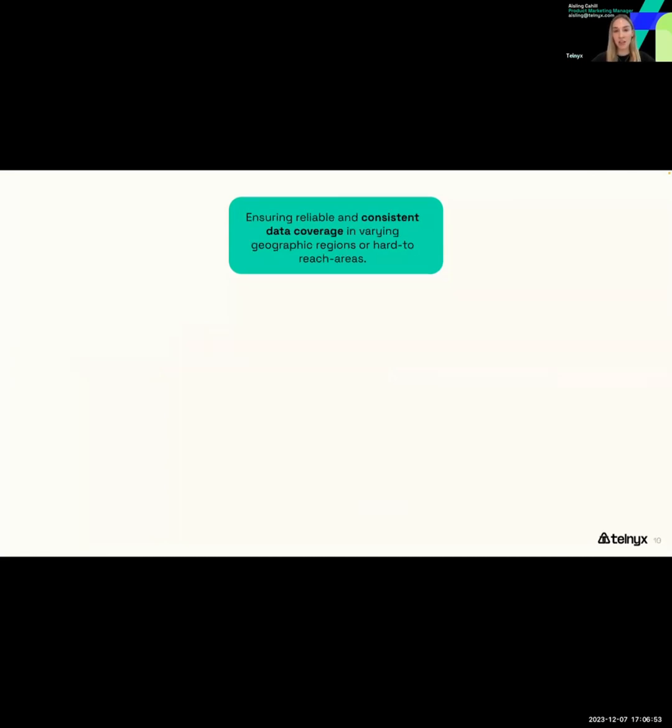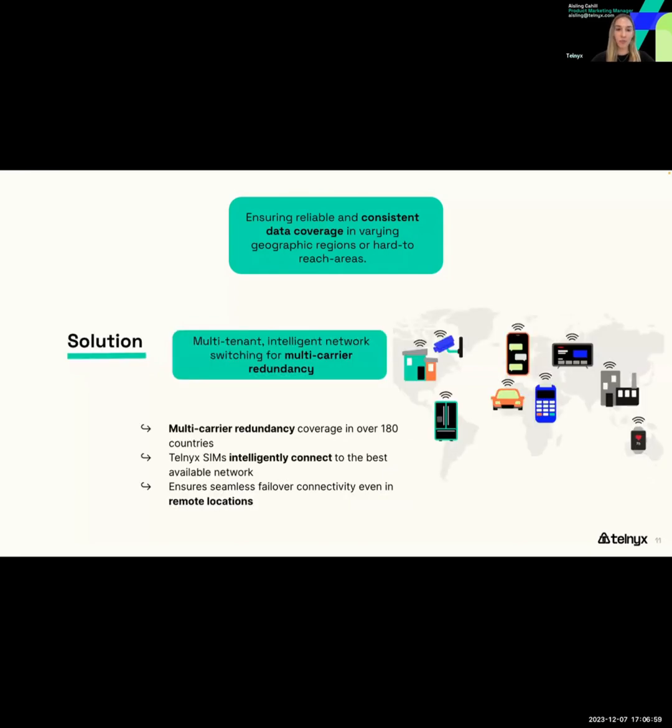The second challenge, ensuring reliable and consistent data coverage in remote or hard to reach areas. So Telnyx SIMs have intelligent network switching, so they always connect to the best available network. And we have coverage on multiple networks in most countries, so your devices will always find the best network to connect to, and this allows then for seamless failover and redundancy.